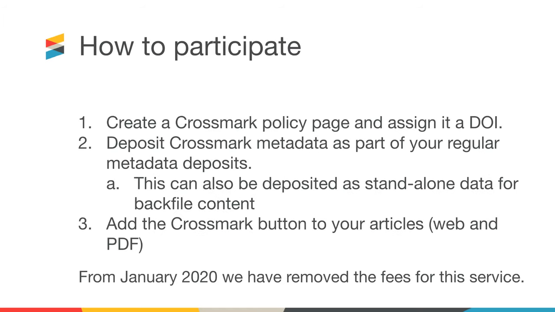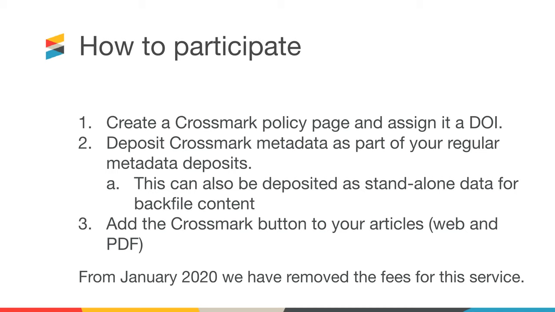In order to participate in Crossmark, you really just need to start doing it, to be honest. One of the things that you do need to do is create what we call a Crossmark policy page. And this really simply is a page on your website that explains that you're participating in Crossmark and lists out things like your information for authors. So the policies that you have about plagiarism, about correcting content, and so forth. And you do need to assign a DOI to this page and register it. So it's a web page that you assign a DOI to so that it won't change, so that we can persistently link to it. And you register that with Crossref.